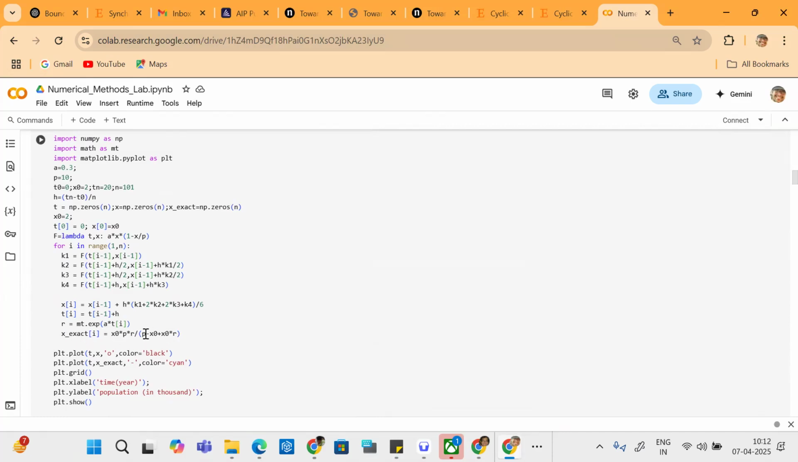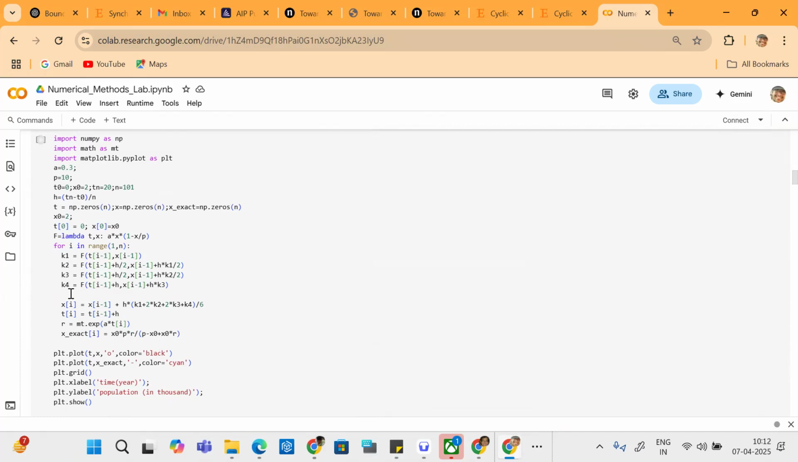You can see if you solve this, you will get this answer. Okay, fine, X exact. Now suppose we don't want to solve it exactly, we want to use numerical methods. You can use the RK4 method. So I have used the RK4 method.